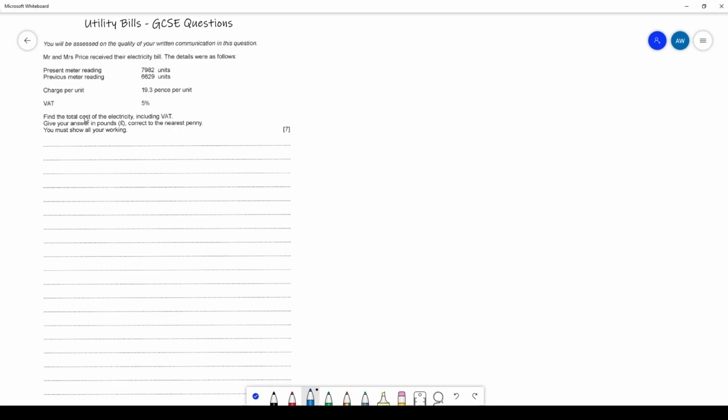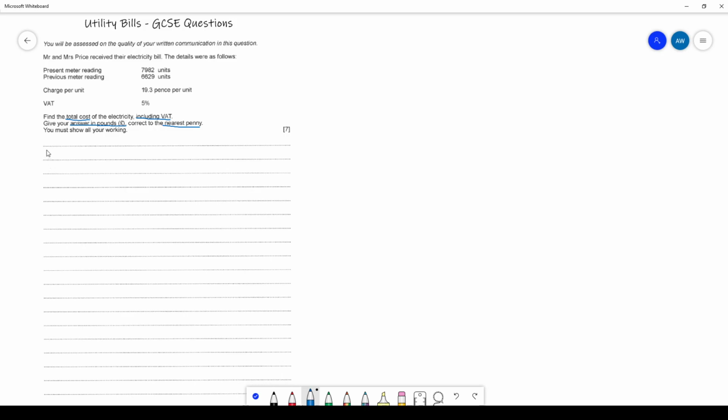So here's the question. Find the total cost of electricity, including VAT. Give your answer in pounds, correct to the nearest penny. You must show your working. So a little reminder there to show your working. So I'm just going to underline a few things here that are important. We've got to do total cost, and we've got to include VAT. That's important, I've got to remind myself. I've got to give my answer in pounds, and I've got to do it to the nearest penny at the end. Okay, so let's start the question.